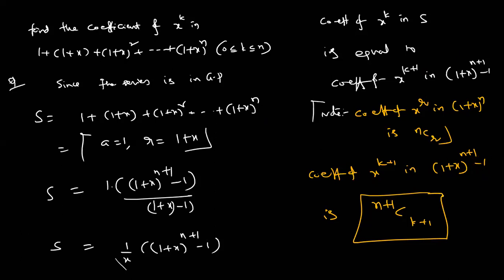In the whole question here, minus 1 is included, but that is not needed. If they were asking the coefficient of x power 0, the independent term, then only should you think about minus 1. Otherwise it is not required.